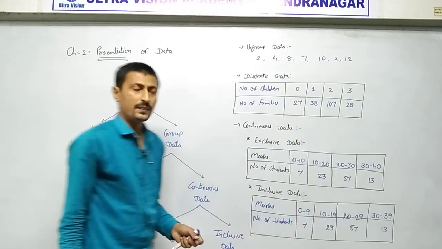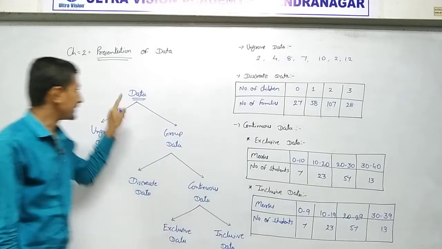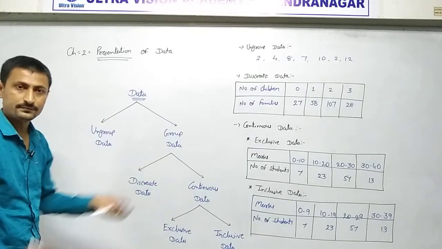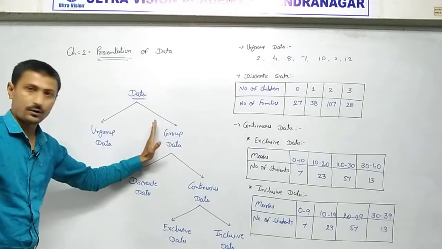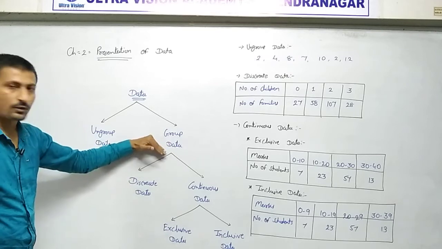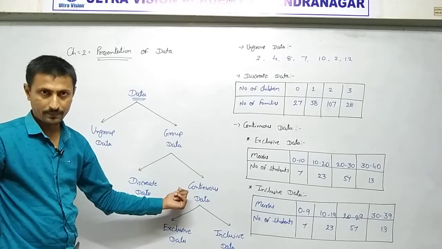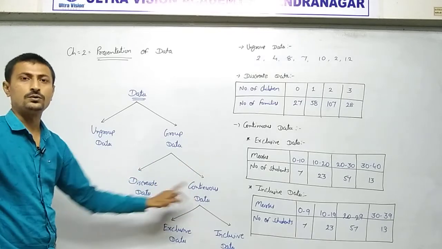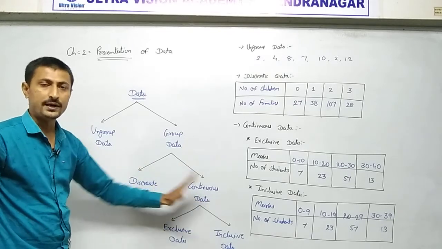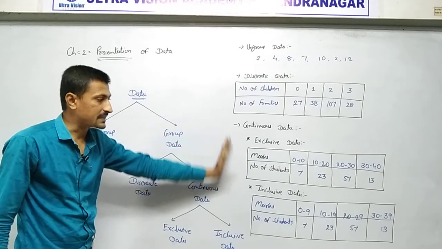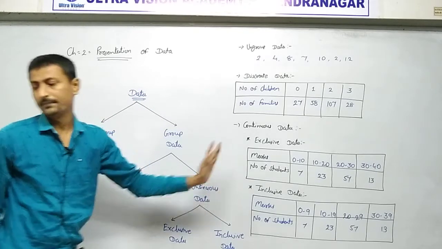So for data, related to all this information, we need two types of data: ungrouped data and grouped data. Under the grouped data, two subparts: discrete and continuous. Under the continuous data, two parts: exclusive and inclusive, with all types of examples. Right? Okay. Now next.